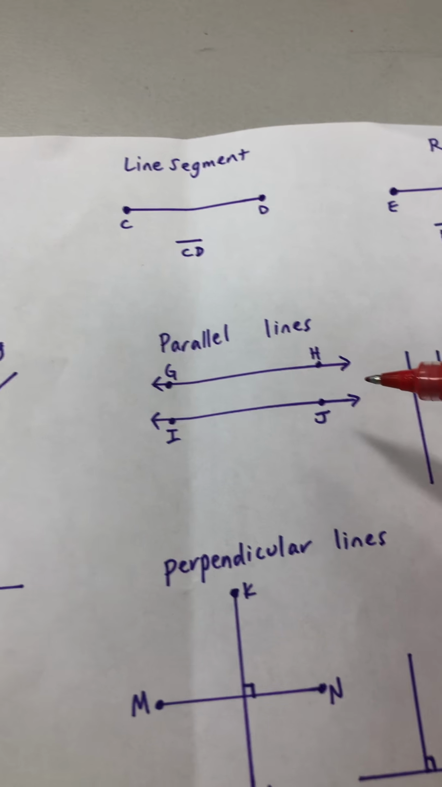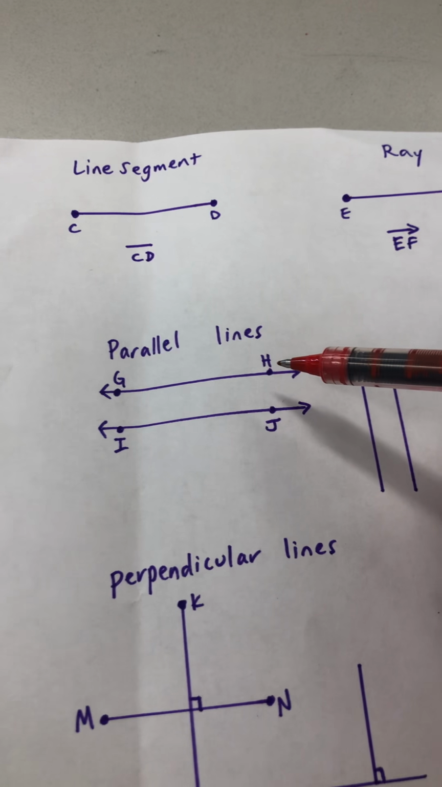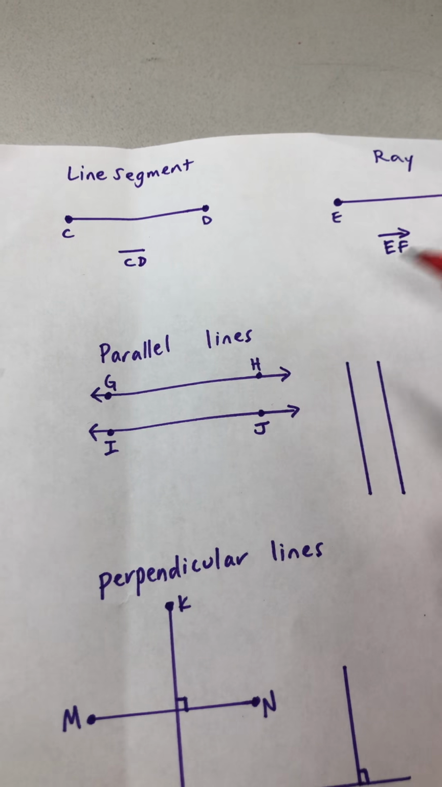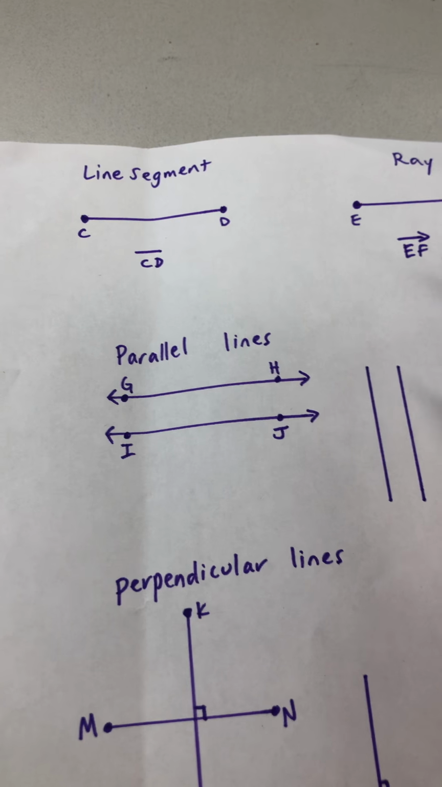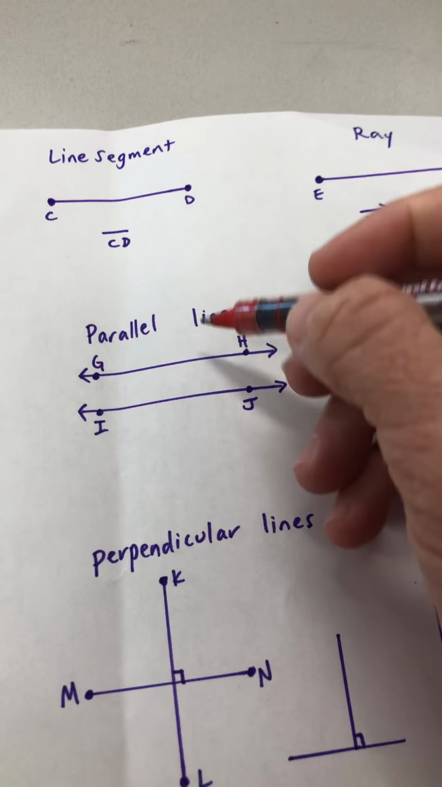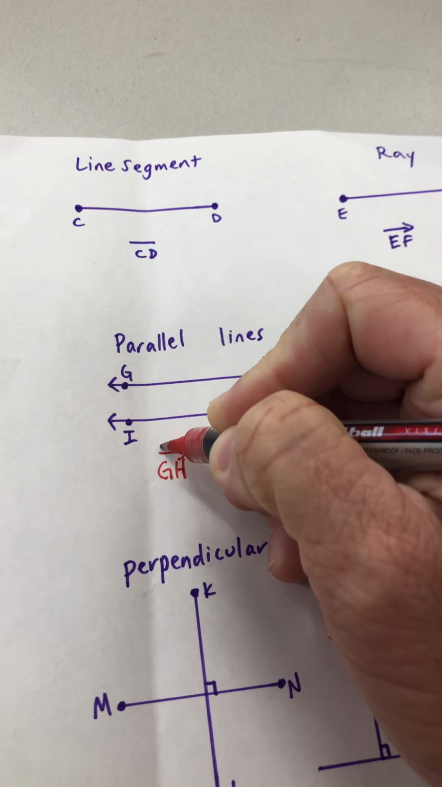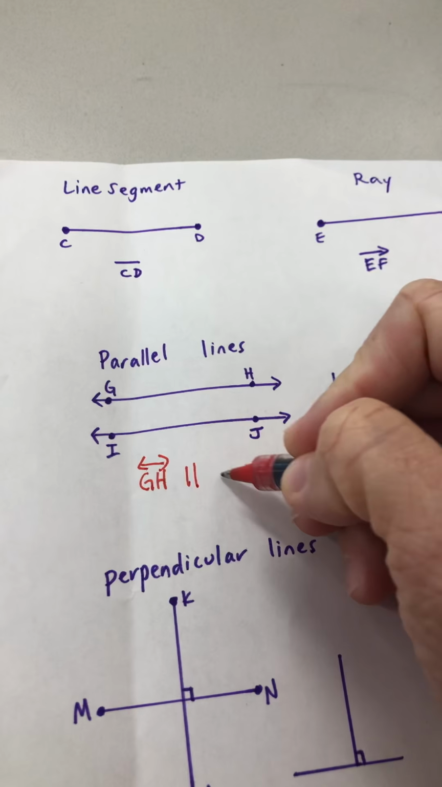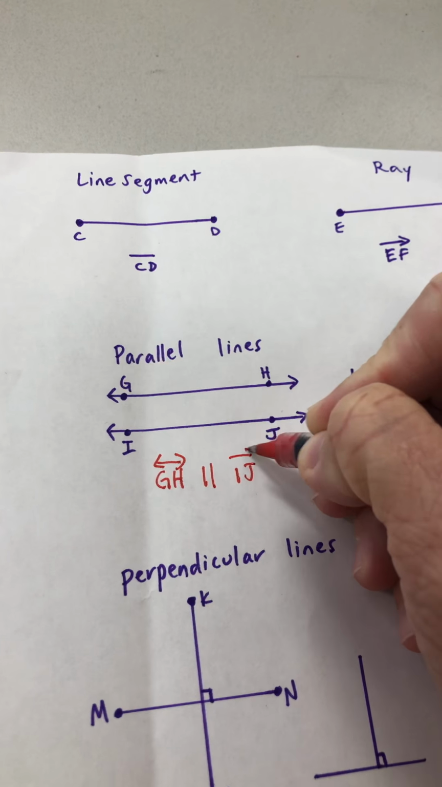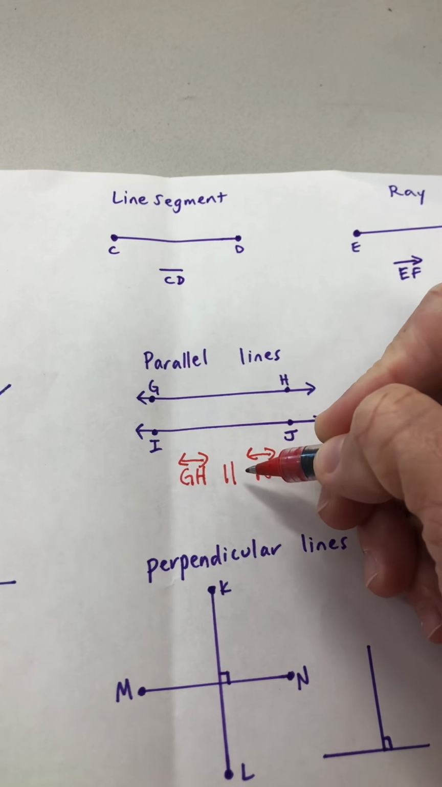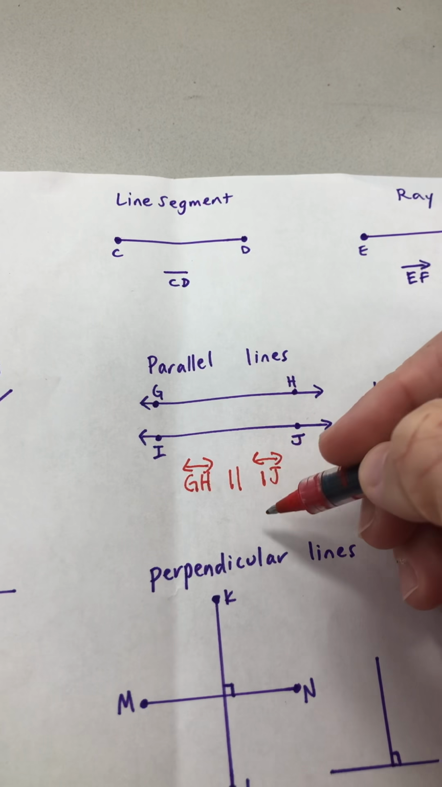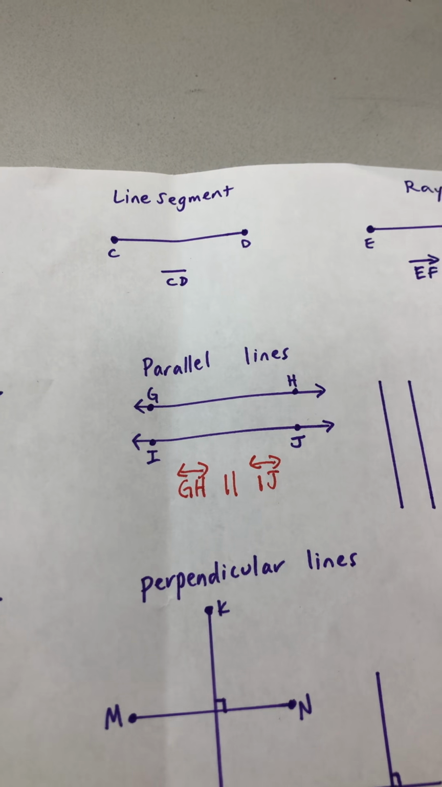Then we have parallel lines. Parallel lines are lines that are an equal distance apart. They will never run into one another, even if they continued on forever in both directions. As an abbreviation, we would say that this is line GH, and it is parallel to line IJ. This symbol means parallel. Very important that it's written vertically instead of horizontally. We don't want it to look like an equal sign.